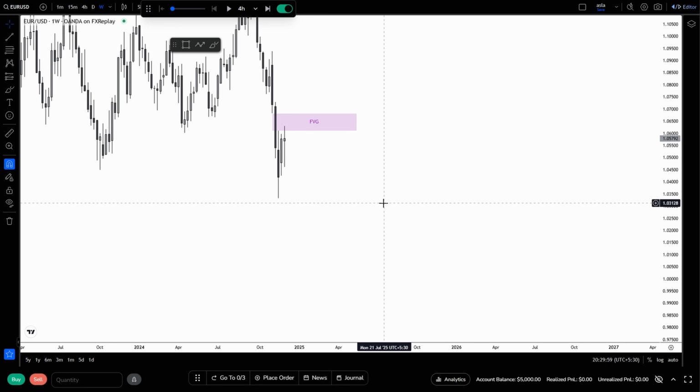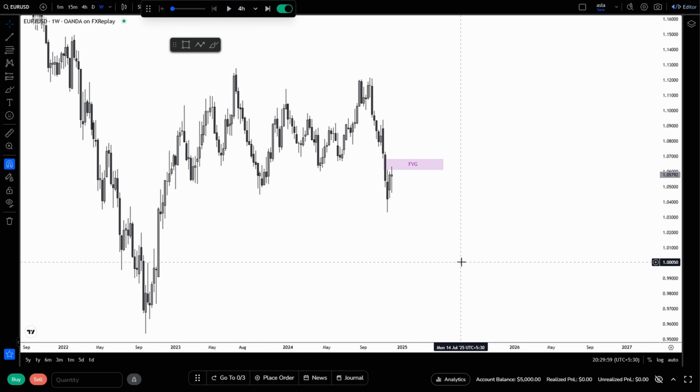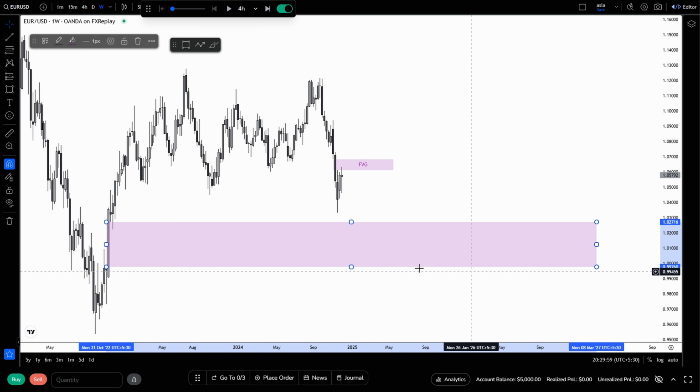At this point, I'm not asking where price is going all the way in the future. I'm asking a much simpler question. Where could I reasonably expect to see a reaction, a rejection, or a rebalance? And right now, that answer is the weekly fair value gap.